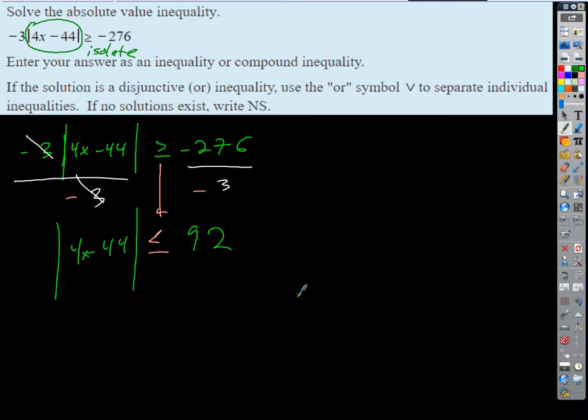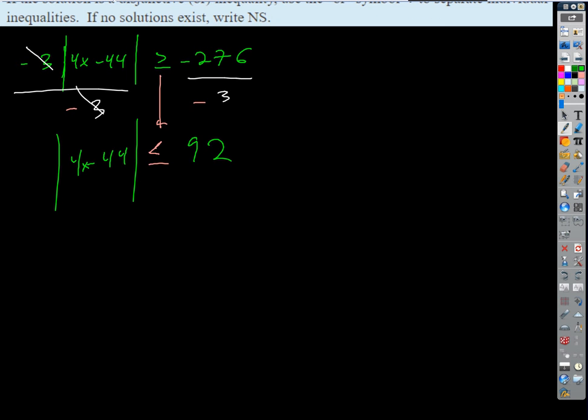Now what? We got to make our trade, right? We can't go any further. We got to get rid of the absolute values. Okay, good. So here's where we know, now think, how do you know which one it is? It's either going to be what's inside is greater than -92 and less than 92, where it's going to be pinched in between those values, or it's going to be whatever's inside is less than negative 92 or greater than positive 92.